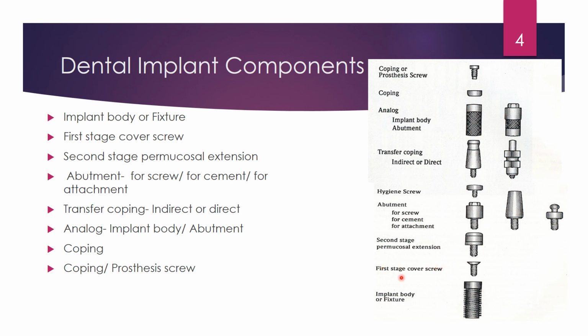Okay, coming to the first stage, cover screw. It is also known as a healing screw. It is a small screw which covers the fixture, the inner surface, after placement of the fixture. Okay, coming to the second stage, perimucosal extension. It extends the implant above the soft tissue and develops the perimucosal seal. Okay, so this extends above the implant.